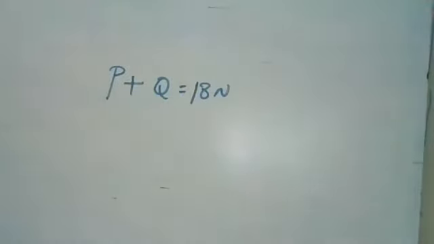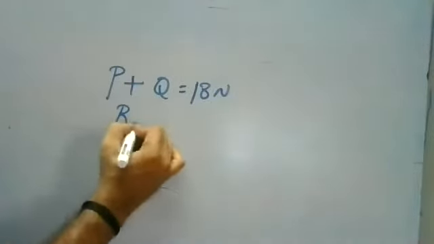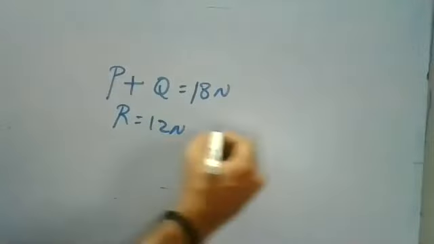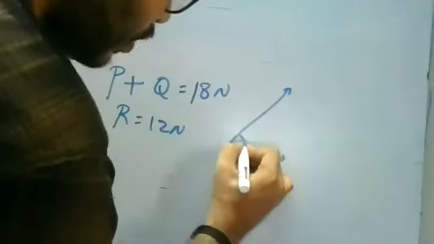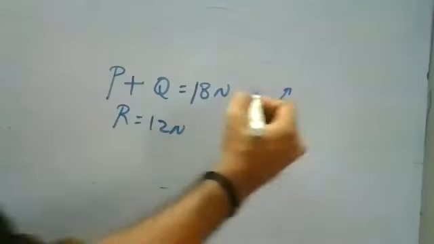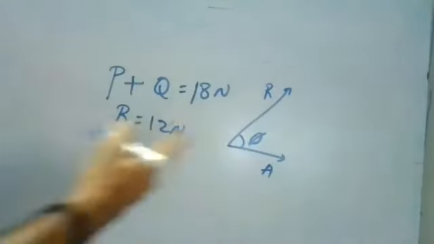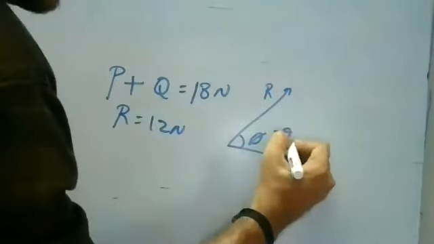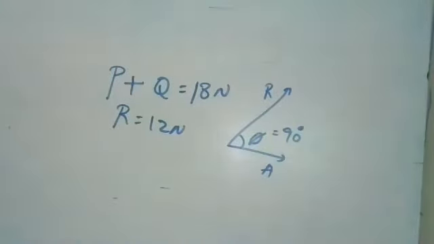And the magnitude of the resultant R is 12 newtons. Remember, R is 12 newtons. Then, the resultant makes an angle of 90 degrees with the force of smaller magnitude. I've told you before that the angle the resultant makes with the smaller magnitude is phi. In that phi it was 90 degrees, so they have given phi as 90 degrees.